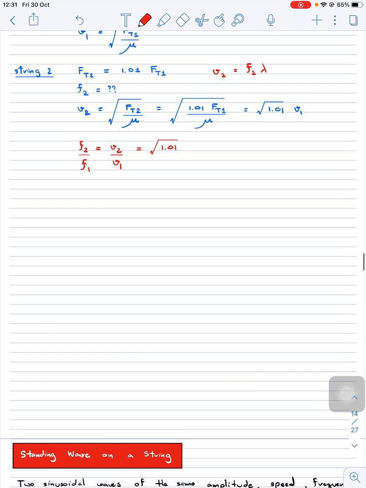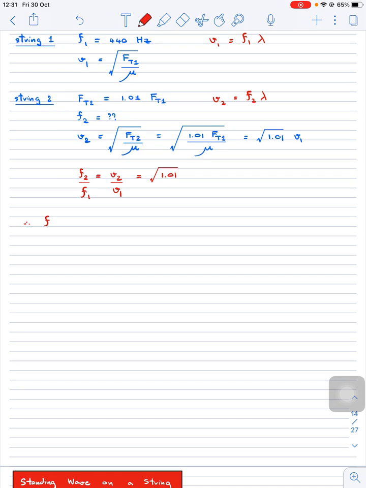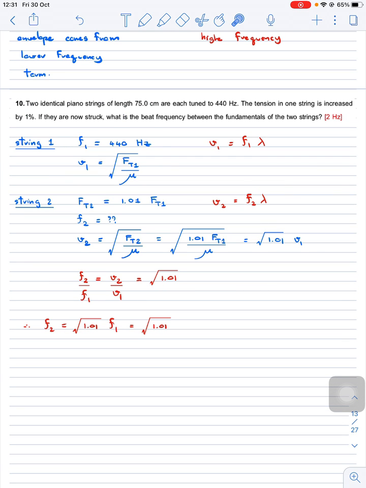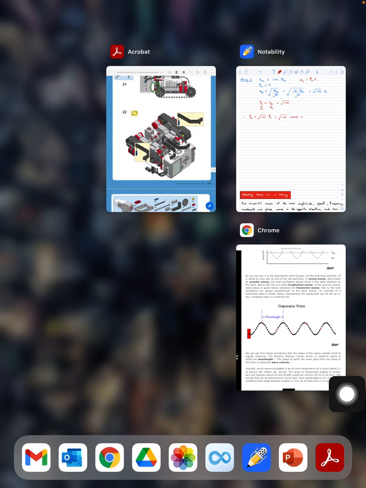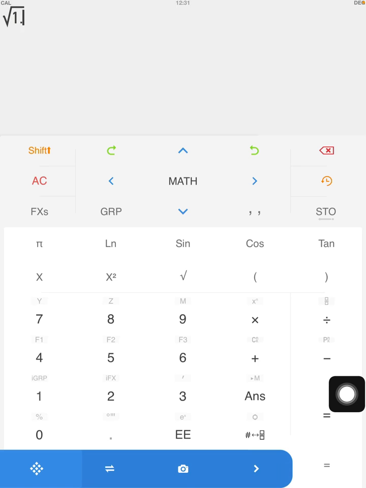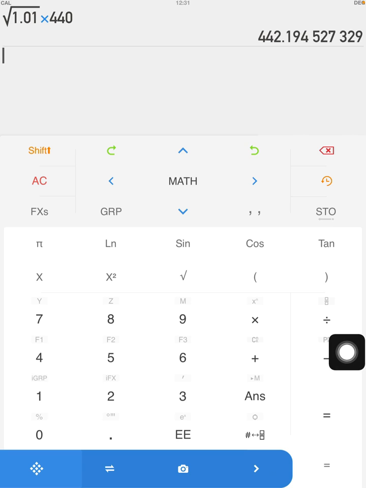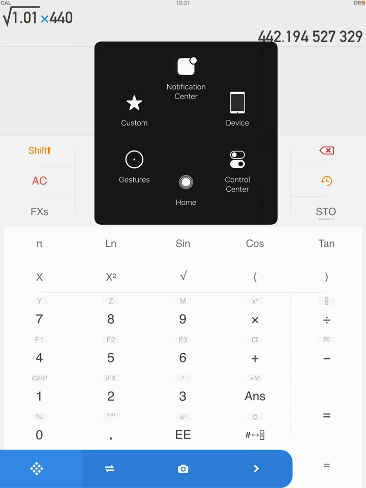Then finally, we can get the frequency on string 2. The f2 is going to be equal to the square root of 1.01 times f1, which is the square root of 1.01 times 440 Hz, which is equal to 442 Hz.